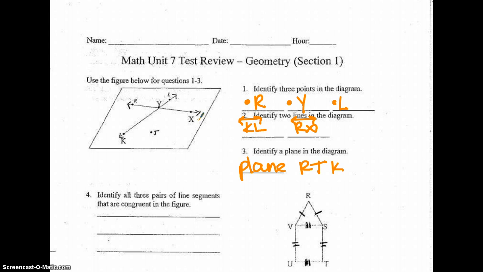Identify all 3 pairs of line segments that are congruent. I see 1 tick mark here, so VR is congruent to, remember my symbol, RS. And another, these have 2 tick marks, so VU is congruent to ST. And lastly, with 3 tick marks, VS is congruent to UT.